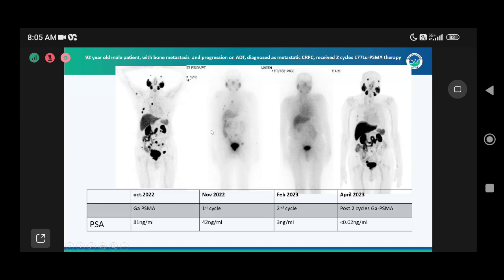This is our own Astra Institute of Oncology case, in which, if you see, there was significant prostate involvement as well as lymph nodes and multiple bones.